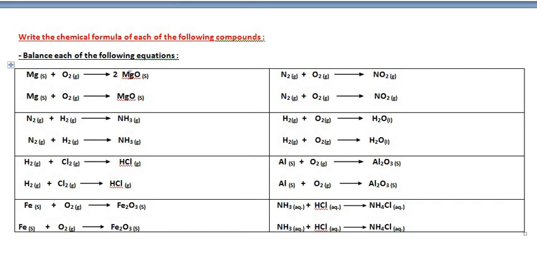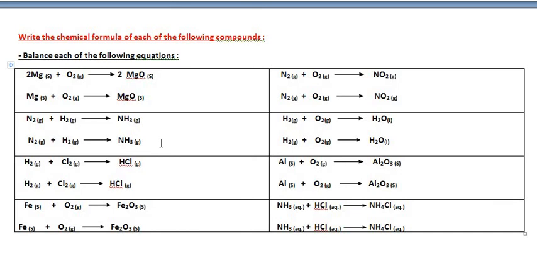These 2 means 2 magnesium and 2 oxygen. Oxygen is now balanced, but magnesium is not balanced. Putting 2 here makes magnesium not balanced. So we put also 2 here. This is now a balanced chemical equation.